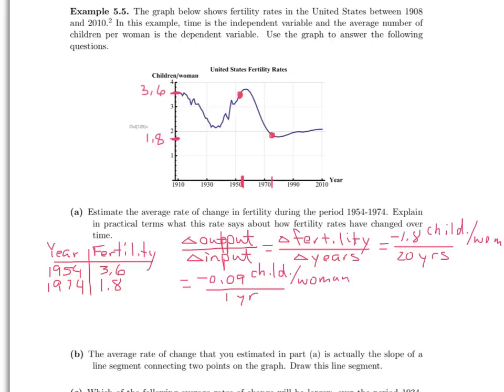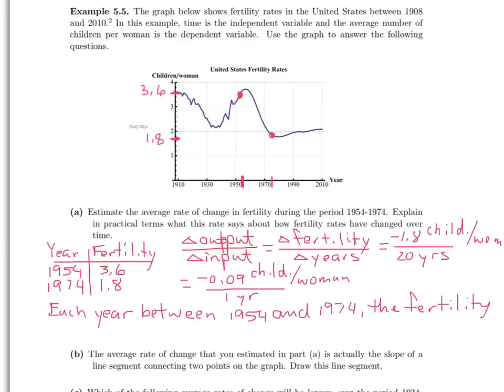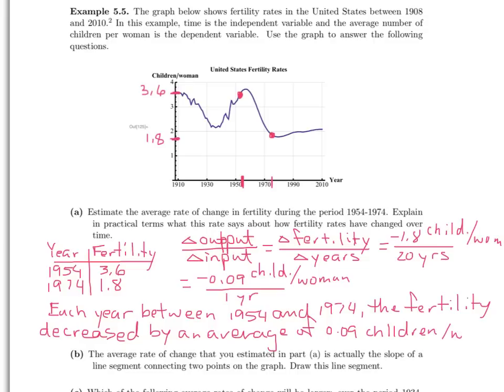So let's go ahead and write that out. So each year between 1954 and 1974, the fertility decreased by an average of 0.09 children per woman.